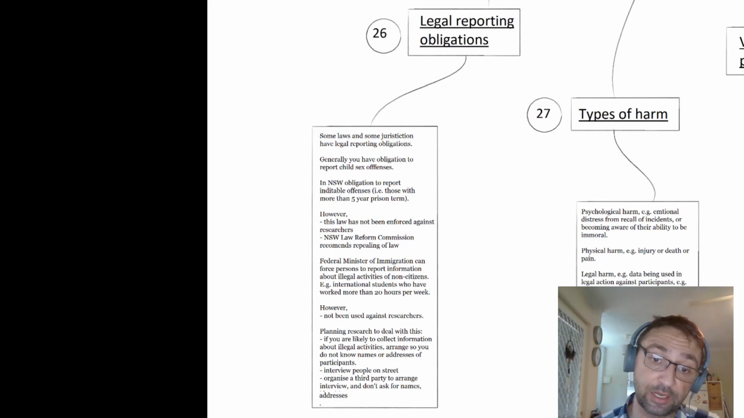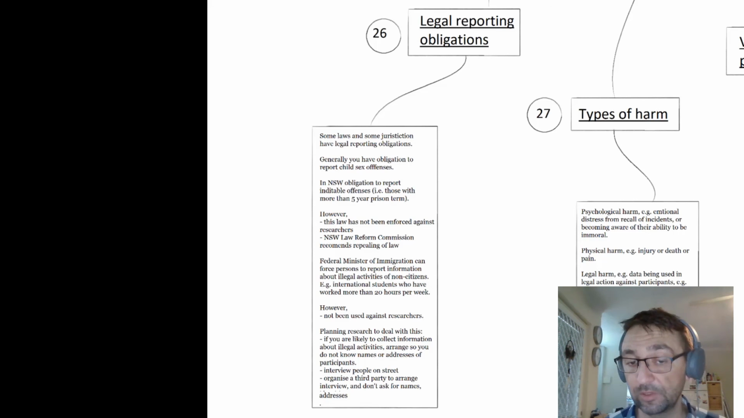The way we're dealing with that in our research, and the general recommendation, is that if you're likely to collect information about illegal activities, arrange things so you don't know the names or addresses of participants. You can do this by interviewing anonymous people on the street who don't tell you their name, which is one of the things we're going to do.